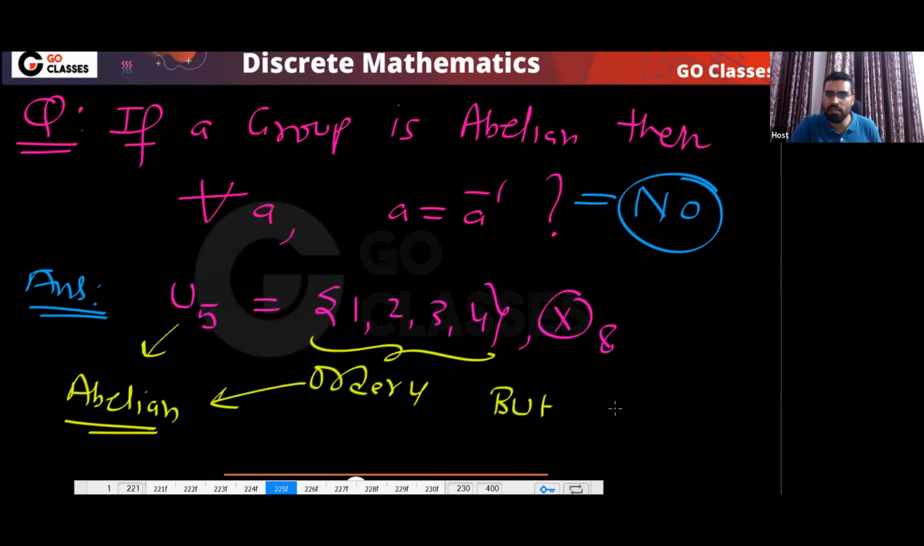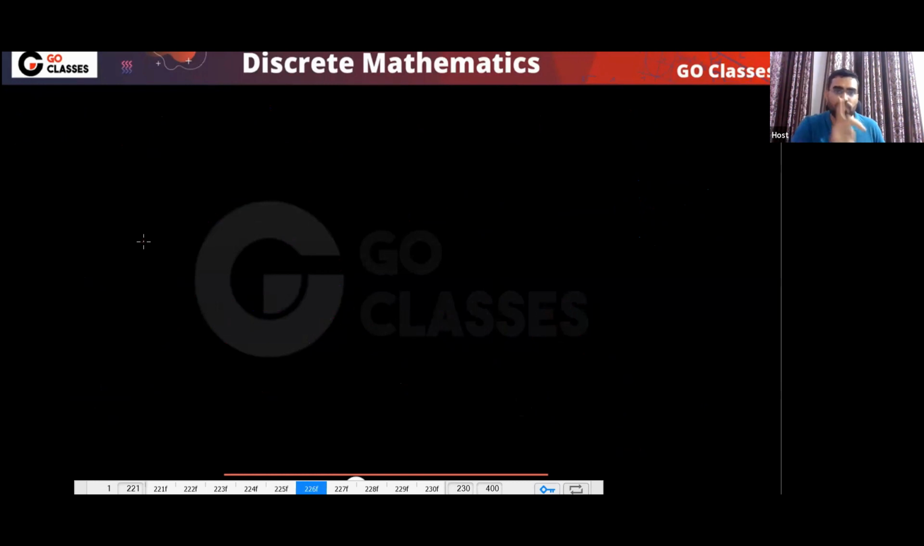But you can notice that, this is U5, what is 2 inverse? 2 inverse is 3. 2 inverse is not equal to 2. So can you notice this? Remember, this is only one way. So these things you have to understand, not remember.